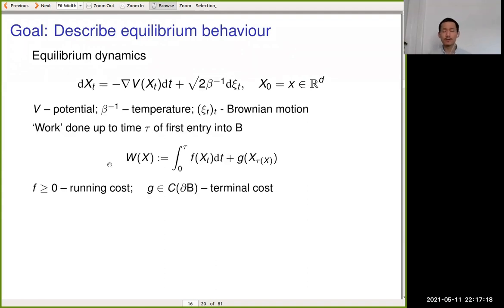And now let's define what the path function of interest is. So I'm going to write it as work. It's not necessarily work in the physical sense, but it's just convenient to think of it this way. So the work done by the trajectory or the system up to the first time t of first entry into either B or A here, it's defined as basically an integral of a running cost function f, which we assume to be non-negative, plus a terminal cost function that basically we compute when we hit B, where are we on the boundary of B, then we evaluate this function g.